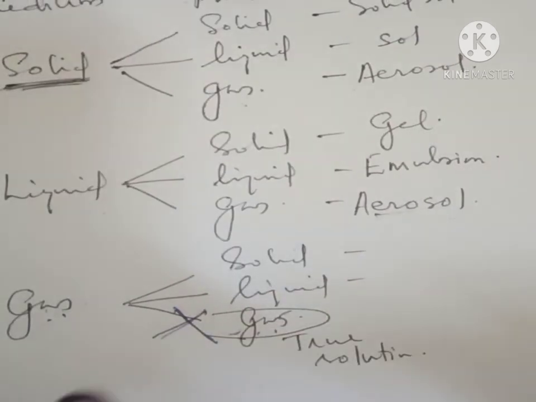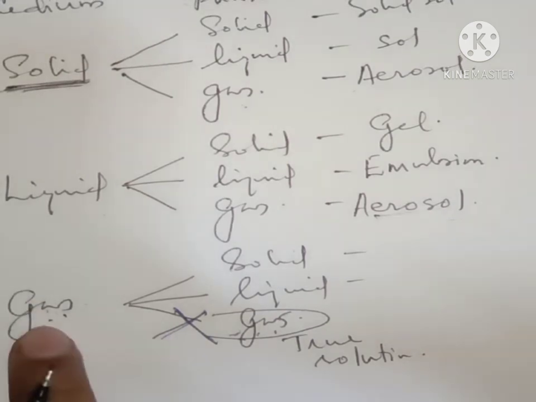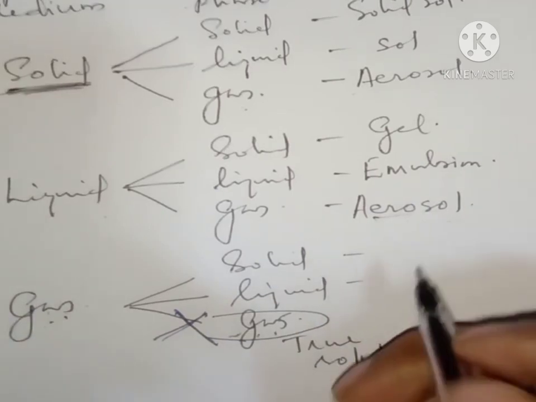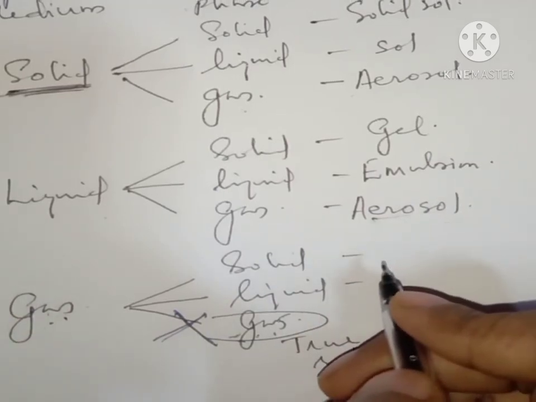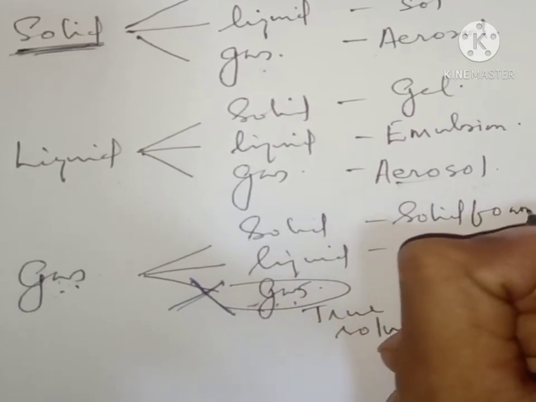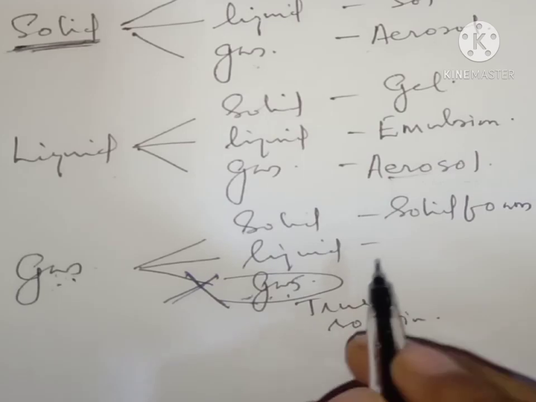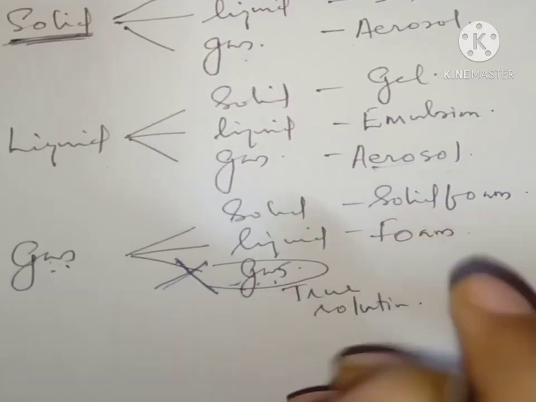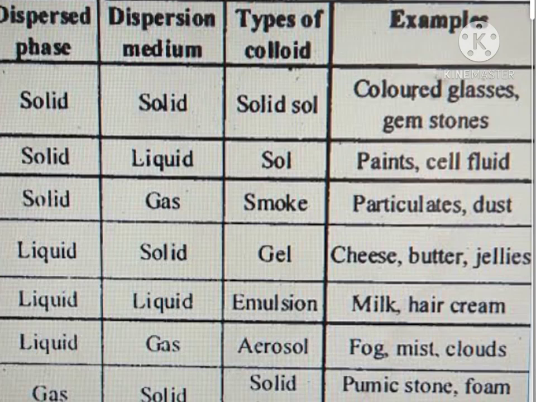So, only two are there. First one is gas: solid in gas and liquid in gas. Solid in gas is known as solid aerosol, and liquid in gas is aerosol. Just here I am sharing examples of these 8 classifications. Just have a look.